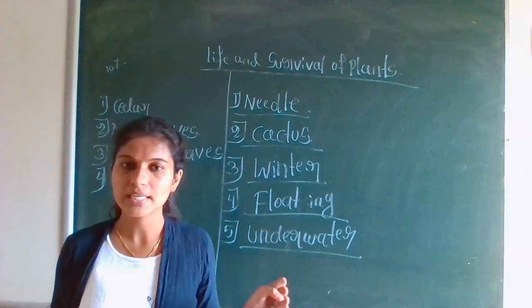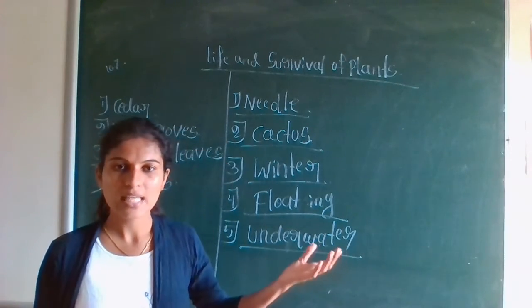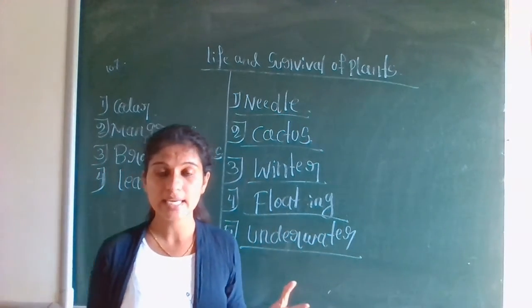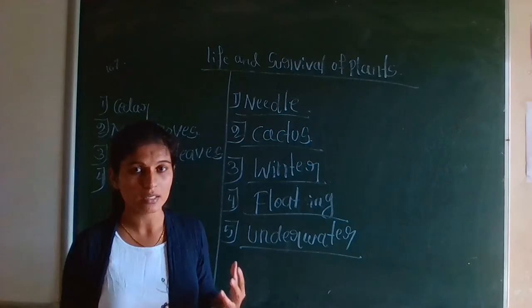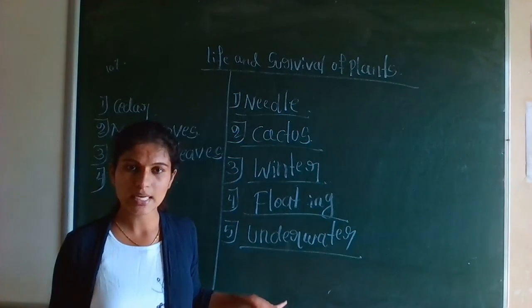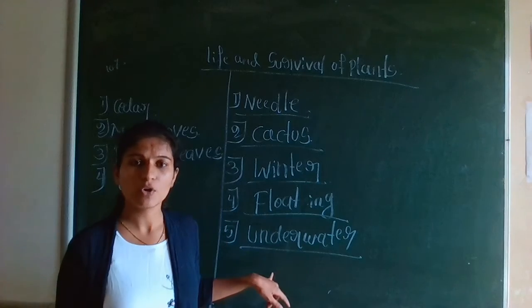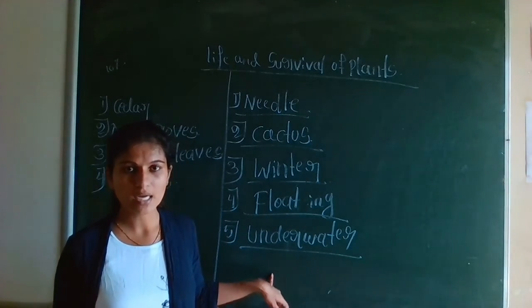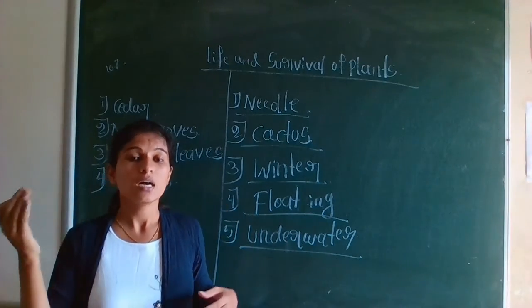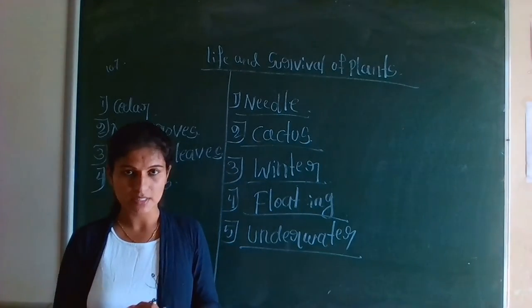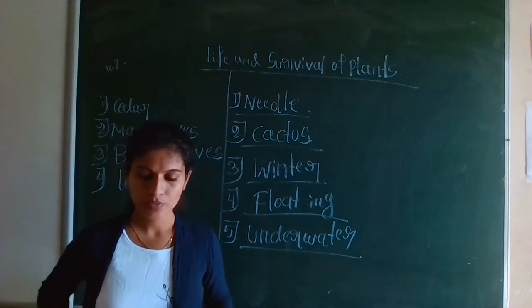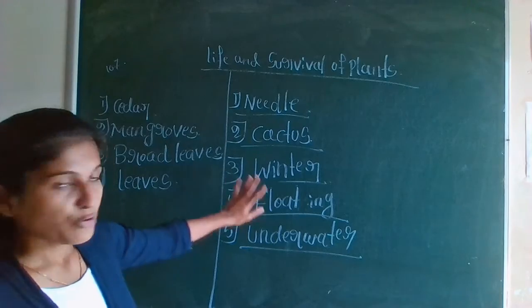Then how can they breathe? I told you that plants have stomata in their leaves, and with their help they breathe. If they don't have stomata in their leaves, how can they breathe? Underwater plants do not have any stomata. They breathe through the surface of their leaves. Okay, so these are the fill in the blanks.